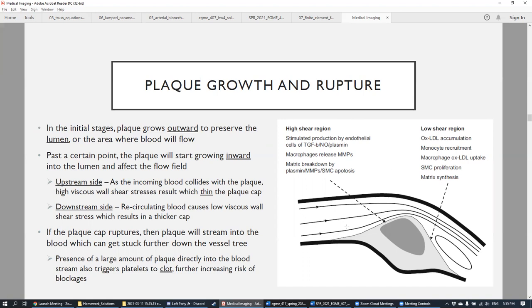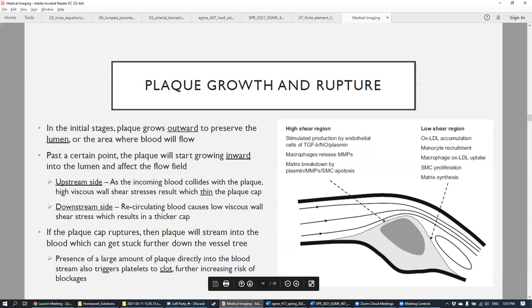Okay. Here is a more realistic image of what plaque actually looks like. Plaque tends to only build up on one side of the wall. You don't really see it build up on both sides of the wall at the same time. When you have a bump right here, you have two regions that we can look at. The first region is the upstream side, where the blood is basically hitting against this plaque in order to go around it.